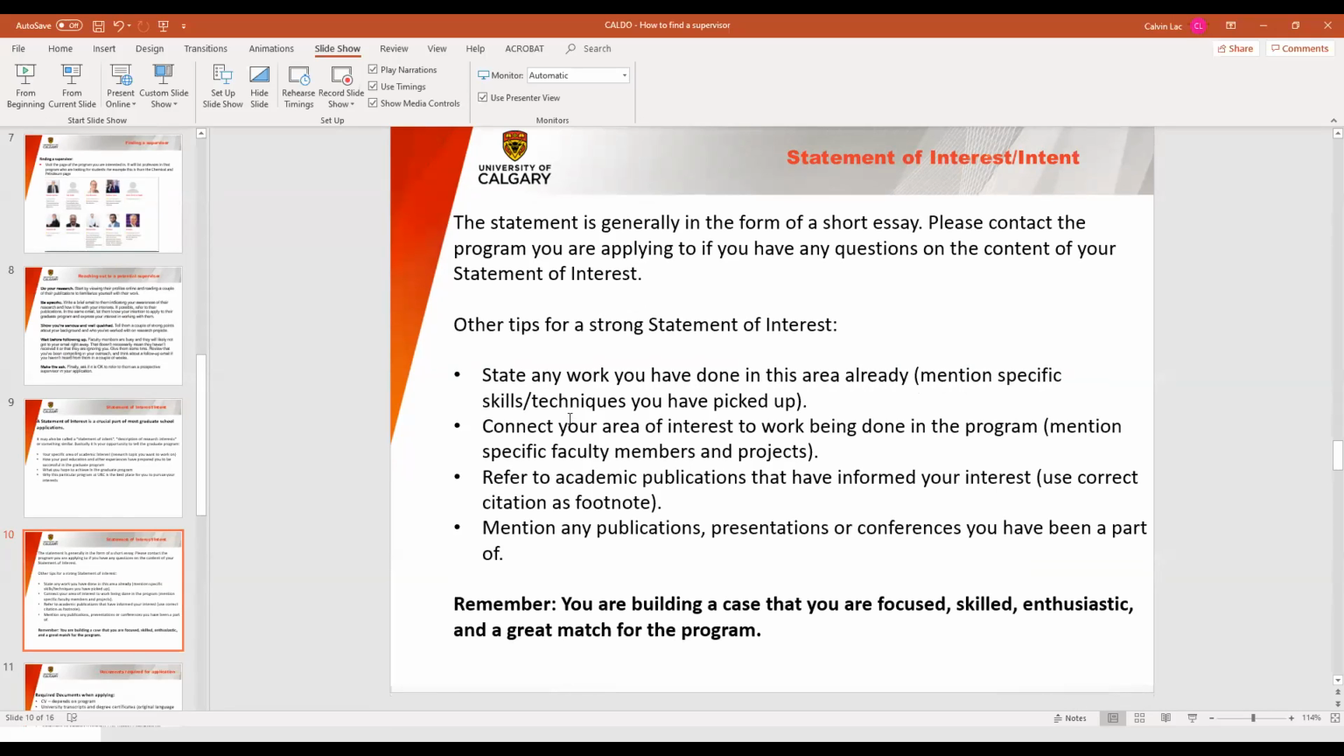Here are some tips for a strong statement of interest. State any work you have done in your area of interest, refer to academic publications, and mention any publications, presentations, or conferences you have been a part of. So you're building a case for yourself. You want to show that you're focused, skilled, and enthusiastic, and a great match for the professor and the program as well.